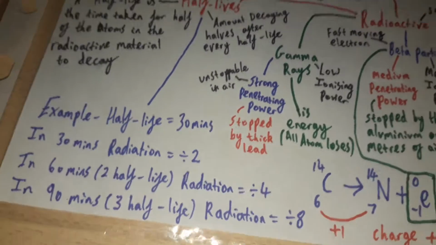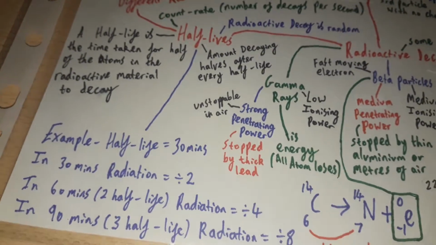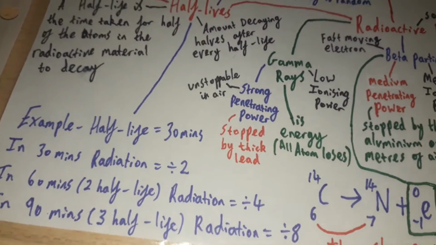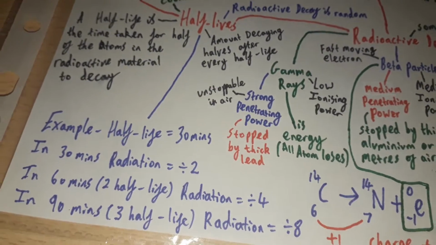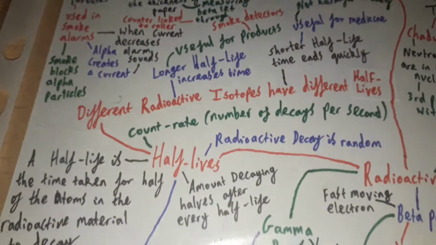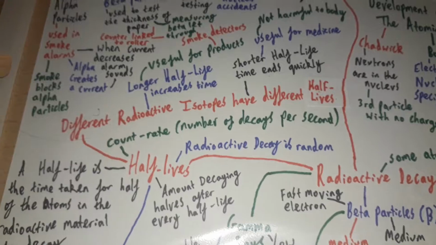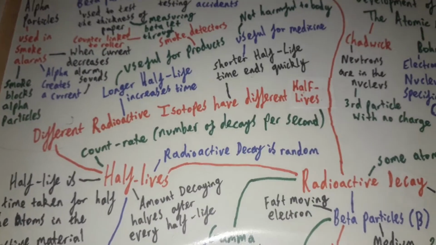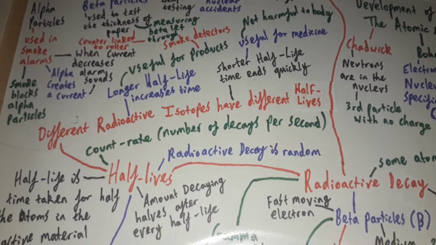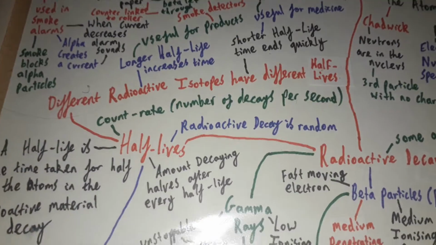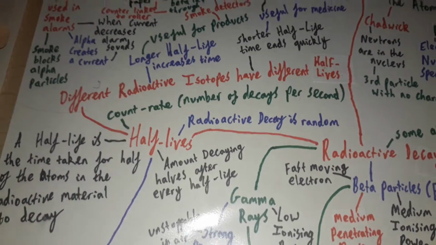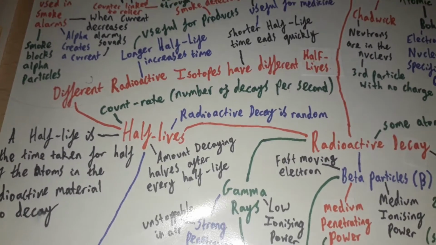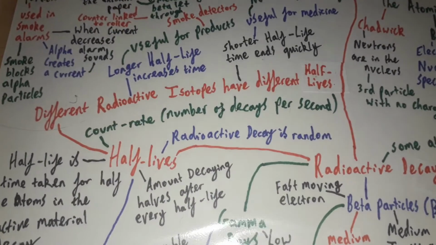Of course, dividing by 4 is the same as dividing by 2 twice, and dividing by 8 is the same as dividing by 2 3 times. So next, let's look here. Radioactive decay is random. You might need to remember that. That basically means it can occur randomly at any time. Count rate is the number of decays per second, and you might need to use that in a question.